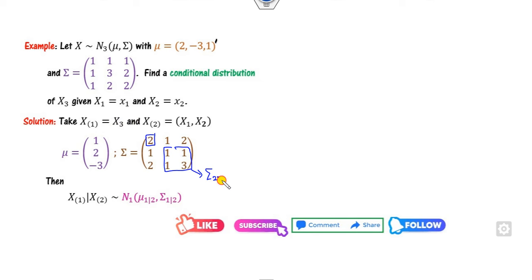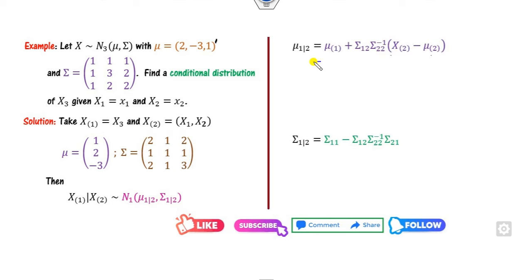This is my sigma 2, 2. What is this number now? Sigma 1, 2. This is sigma 2, 1. Now I can apply this formula again. What is mu 1? Mu 1 means x3, that is only one number. 1, 2. This is my 1, 2. Sigma 2, 2. So 1, 1, 1, 3. This is my sigma 2, 2.